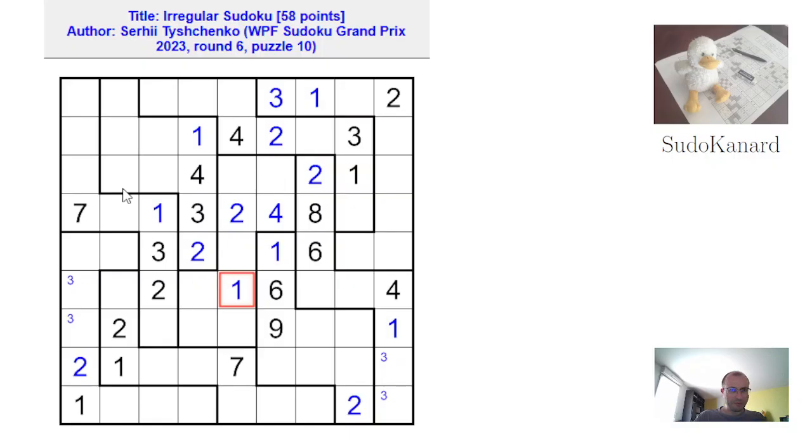What about this column? 3 is removed from those, from this, and because of that 3 is removed from this place, so that is a 3. And it places the 3 here. So now, what about this region? 3 is excluded from all of those cells, so that is a 3.